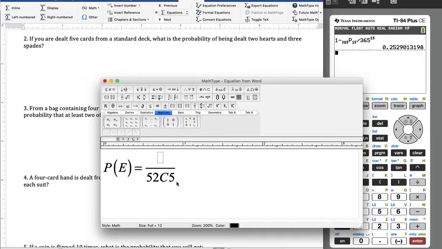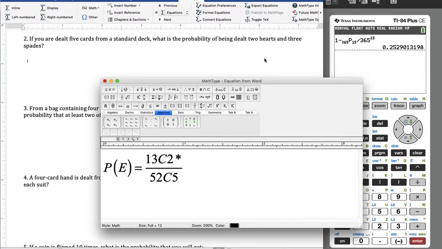Up top, we need to look at what are we getting? What do we want? Well, we want 2 hearts. There's 13 hearts in a deck. We want any 2 of them. Now, it does not matter the order in which we get them. Any 2, 13C2. There are 13 hearts. We are getting any 2 of them. It does not matter the grouping.